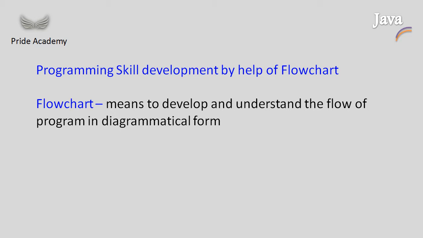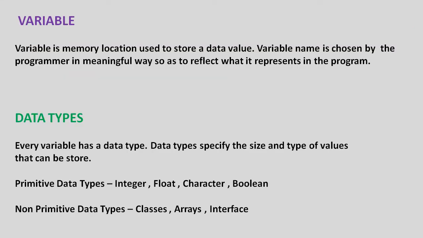But before starting or drawing or understanding the flowchart, there are some things we have to go through, that is variables and data types. Now my friends, there are other syntaxes also in Java. In coming videos I am going to explain those. But these two, variables and data types, are very important syntax which we are going to use inside our programming. So let us talk first of all about variables.